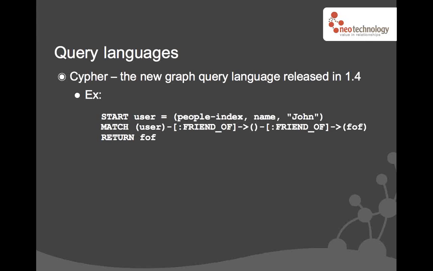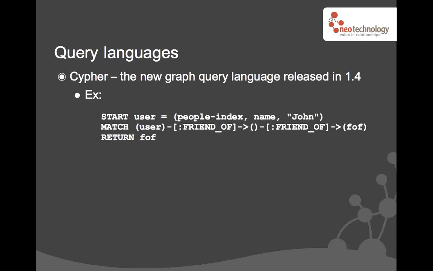The first component is the starting point. Where in the graph should I start? And here we say, grab a node called user, and that node should be looked up in the people index by the name of John. So grab John, the node representing John.